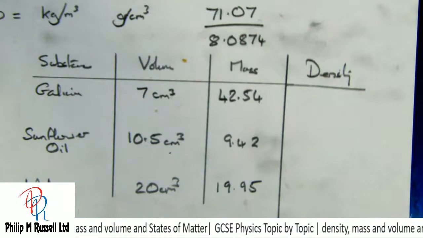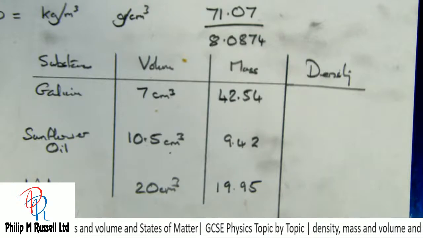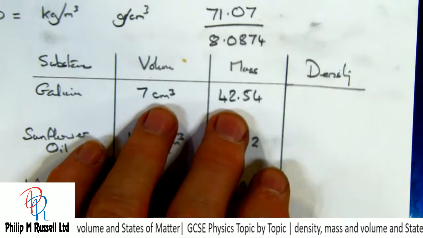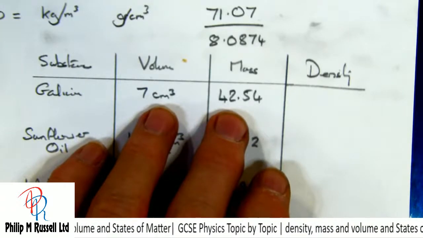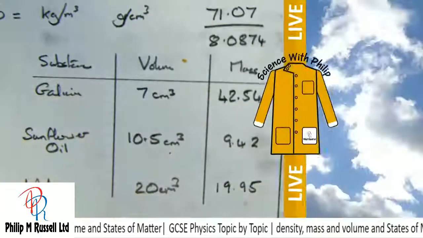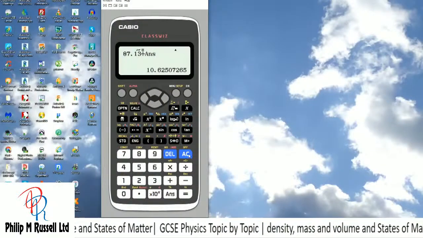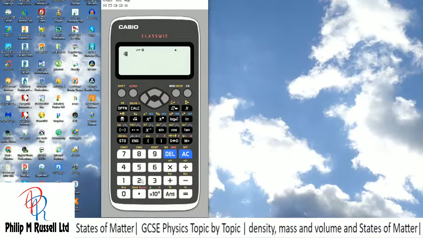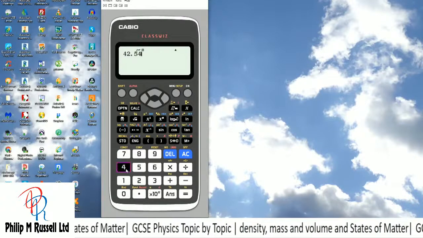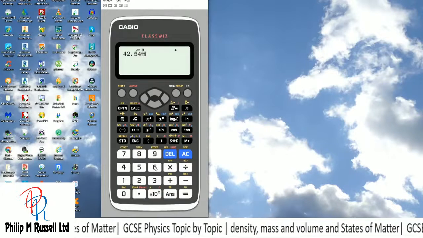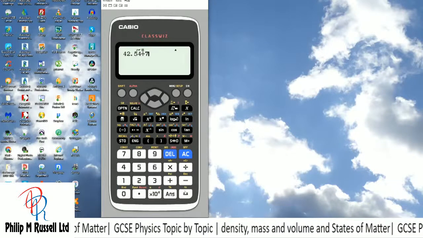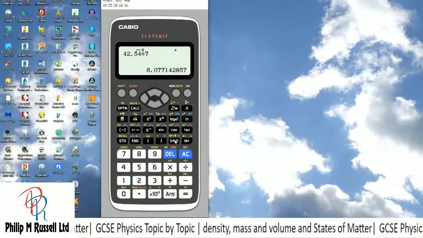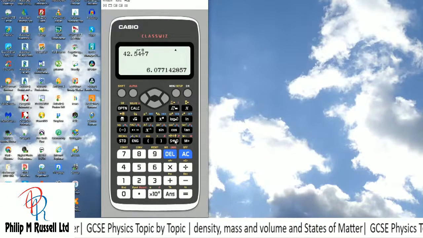So here are my figures, and what we're going to try and work out, first of all, is gallium. Again, this is the mass divided by the volume. So let's go over to the calculator, and we're going to put in the mass, which is 42.54, and we're going to divide that by, as best I could, 7, and that's going to give me a density of 6.0.